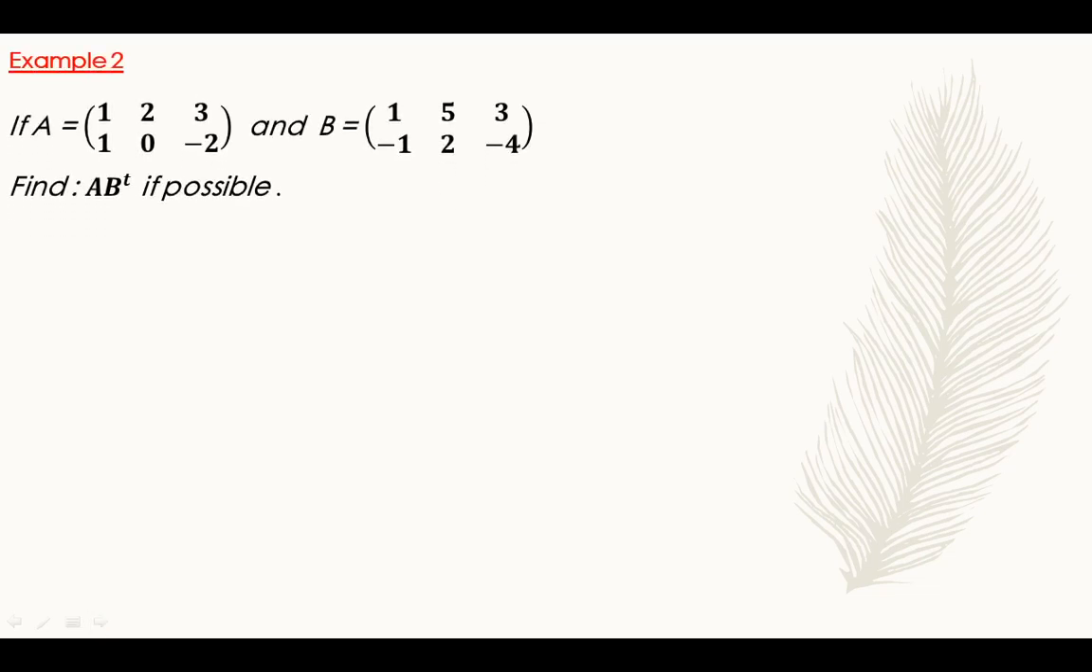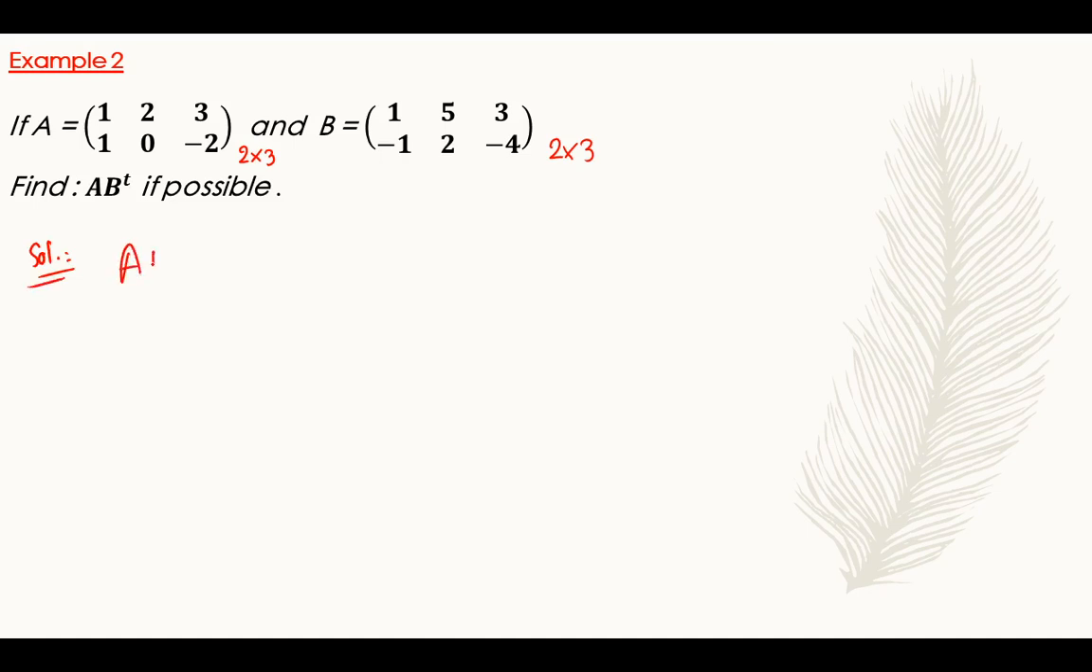Example 2. If A is a matrix of order 2 rows and 3 columns, and B is also a matrix of order 2 rows and 3 columns. Okay? He asks you to find the product of A times B transpose, if possible. Here we want to find A times B transpose if possible. Okay, let's solve it together. Solution.